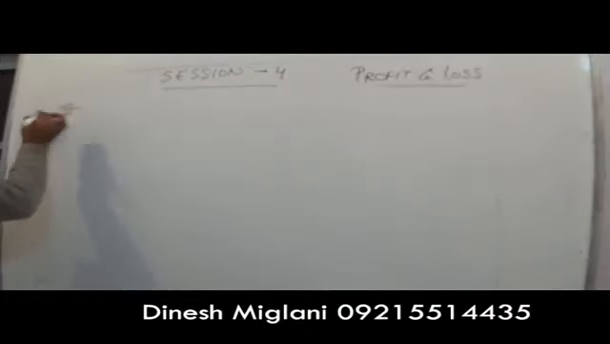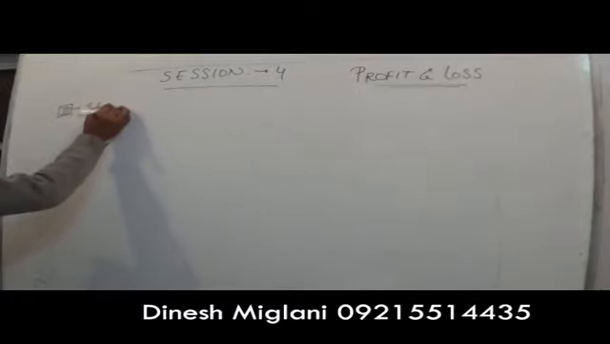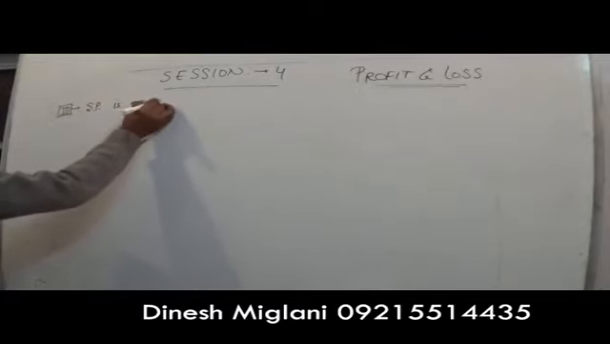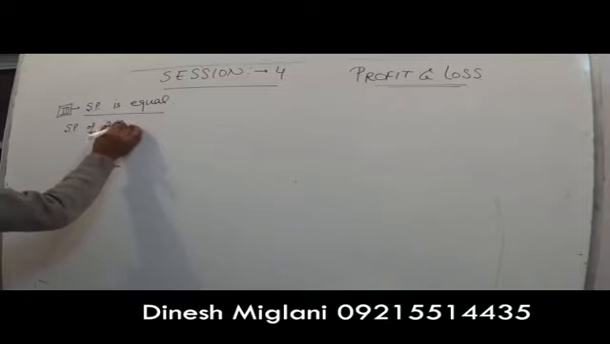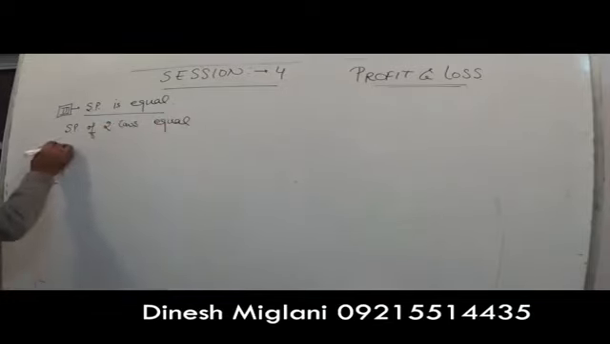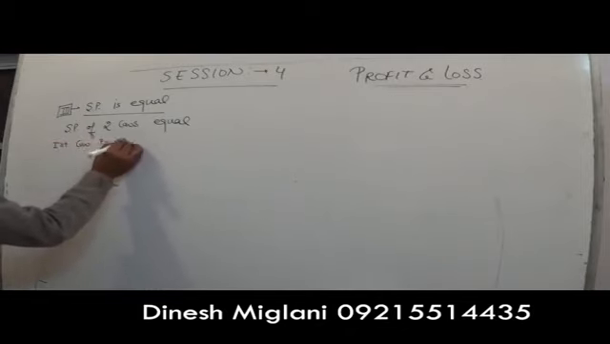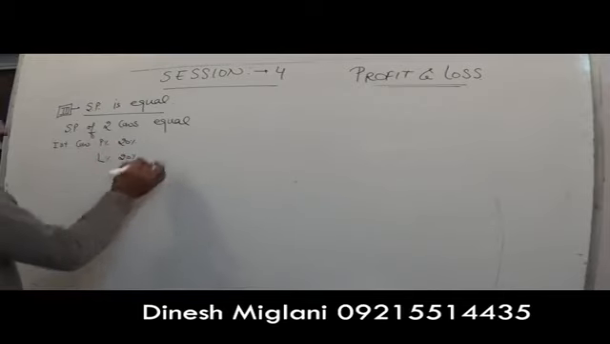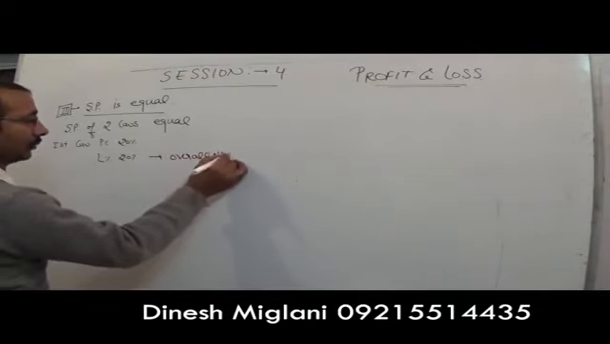Then we are going to understand the third case where SP is equal. Suppose it is given that selling price of 2 cows is equal. The first is sold at a profit of 20%. Second is sold at a loss of 20%. We have to find what is the overall profit or loss percent.